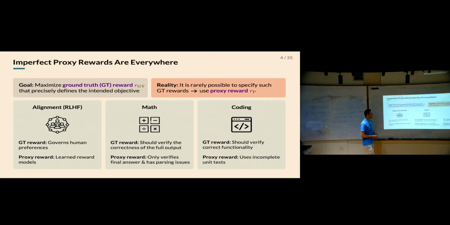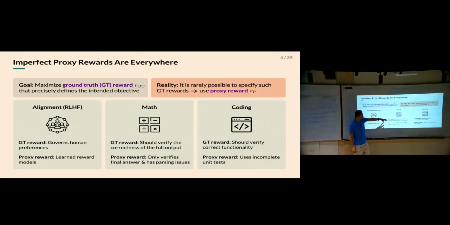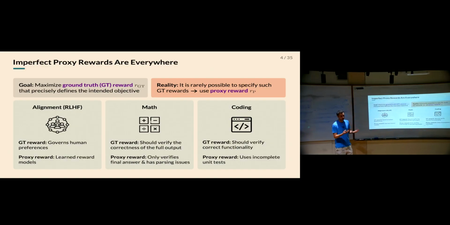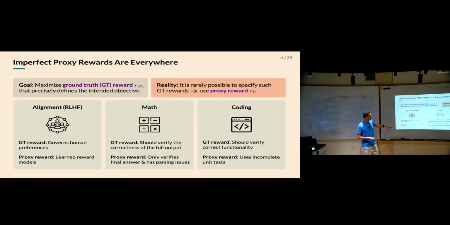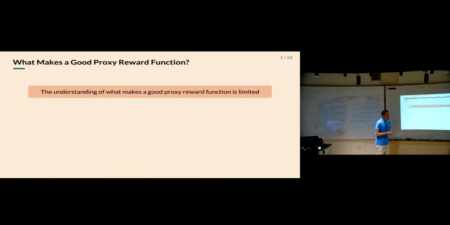Ideally, we would like some reward function that exactly verifies all steps in the output, for example if you solve a math problem. But this is very difficult to do in standard settings, so we often resort to just verifying that the final answer is correct, if we can do that. And in code, often we just use unit tests, which can be okay, but is also fundamentally incomplete. These are just three examples. Beyond that, proxy reward functions are really prevalent, also in other reinforcement learning settings unrelated to language models. But it is actually not well understood what makes a good proxy reward function.